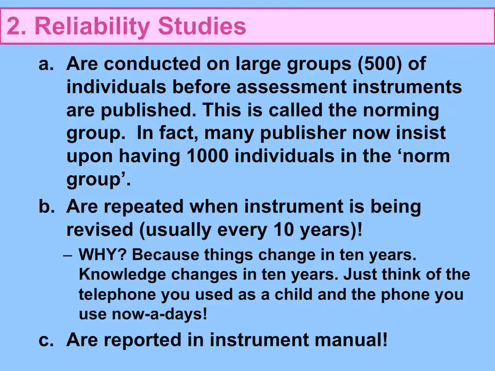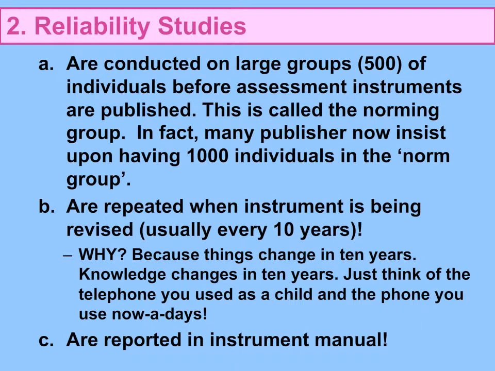Reliability studies establish the evidence that a test is reliable. There are three basic procedures for reliability studies that you should know. A. Reliability studies are conducted on large groups of individuals before assessment instruments are published. This is called the norming group. In fact, many publishers now insist upon having 1,000 individuals in the norm group.